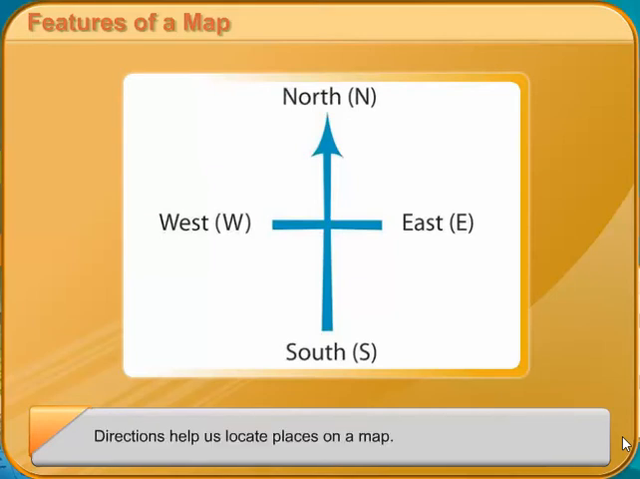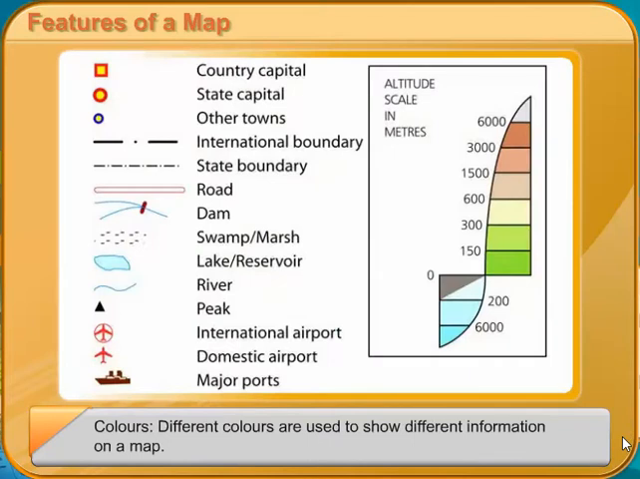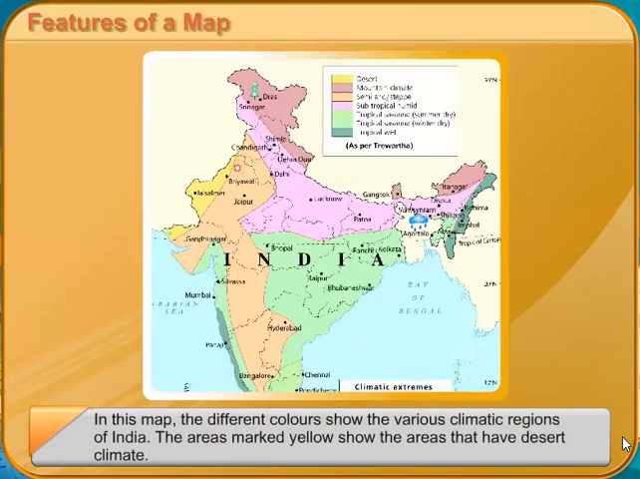Signs and symbols. A variety of signs and symbols are used to show natural and man-made features on a map. A map has a key or legend to explain what the different signs and symbols represent. In this map, the different symbols show the various industries located in various places across India.